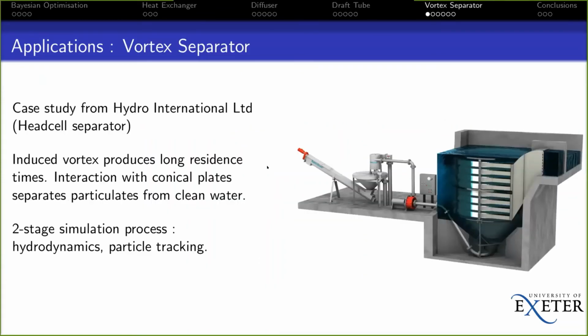My final example here, which is one which we are now working on at the moment, is this KTP project with Hydro International. And Hydro International are an SME company working in sustainable urban drainage. And a lot of their products involve control of water vortices. One of their products is this head cell separator, which cleans particulates from urban water, from runoff water, to return it to the natural environment.